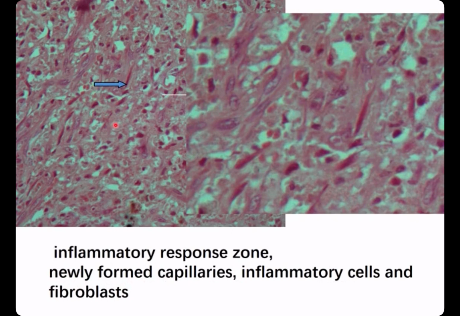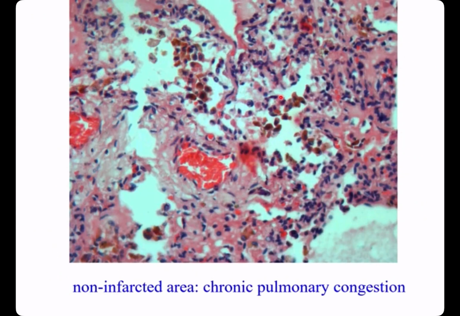This shows the inflammatory response zone, a narrow rim of inflammation around the infarction. It contains newly formed capillaries, inflammatory cells, and fibroblasts. Indeed, it is granulation tissue. Here is non-infarction. It is a zone of chronic pulmonary congestion. Heart failure cells can be observed.